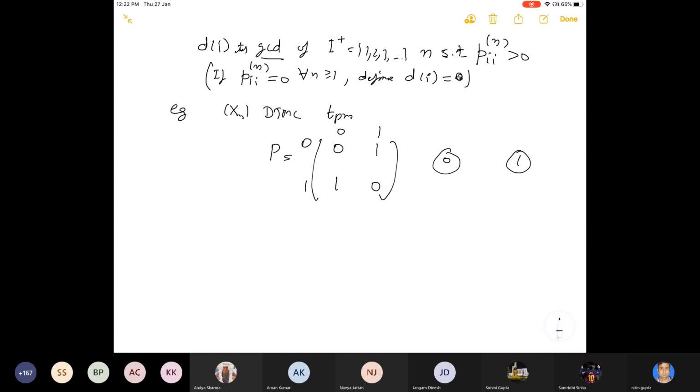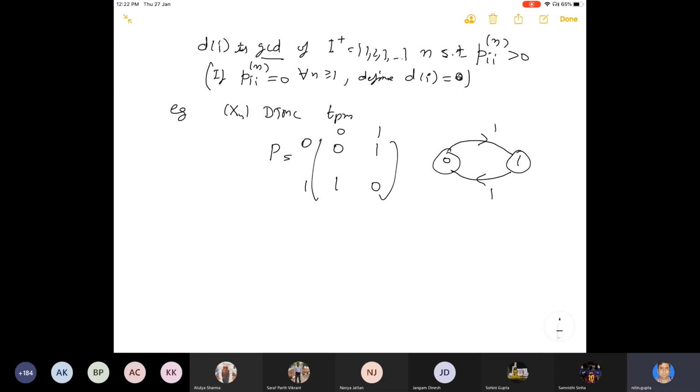So can you give an example of the second part when the period is equal to 0? Yeah, I'm giving that. Just wait. Let us say that the states are 0 and 1. From 0 to 1, we can go with probability 1, and from 1 to 0 we can come back.